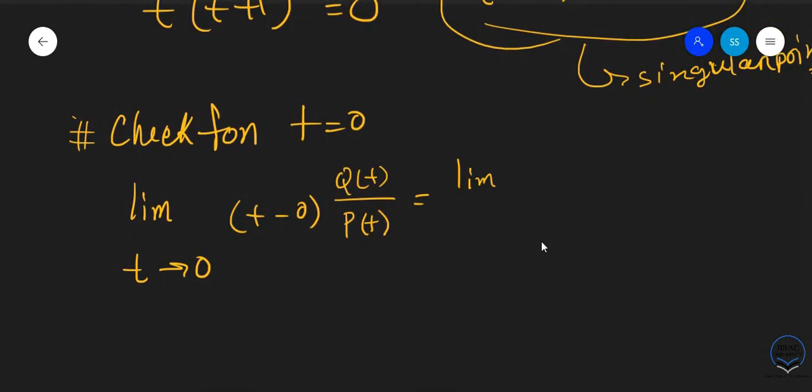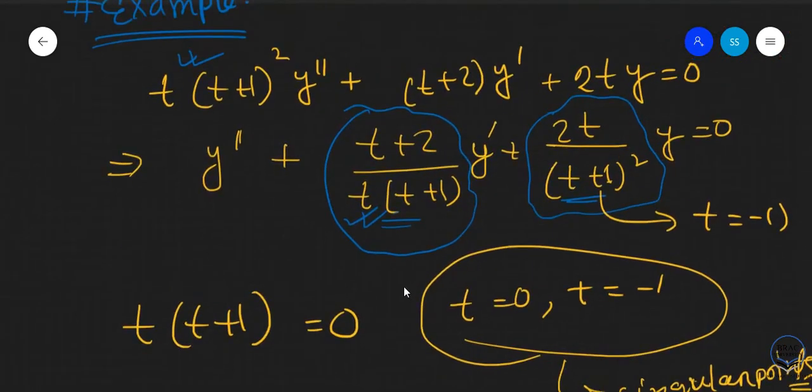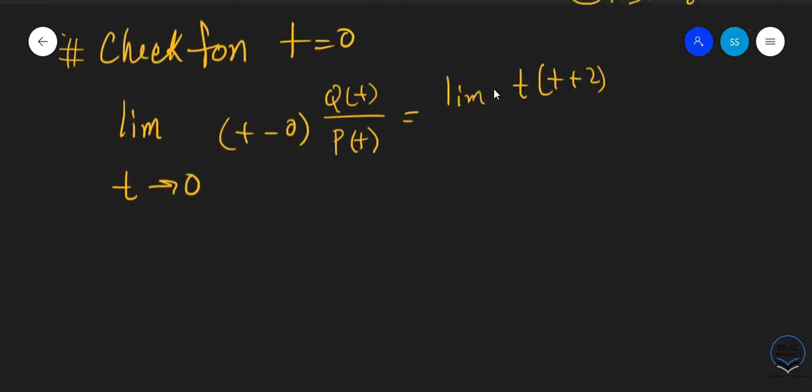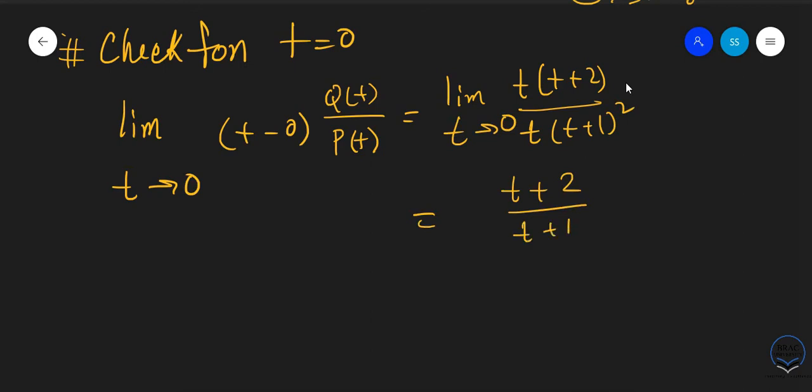So this q is nothing but t into t plus 2. Obviously this t is coming from just there, and here in q you can see that there is no t. So this t over here is coming from t minus 0. That's why I have written it as t into t plus 2 divided by p. P itself is t into t plus 1 squared. And now we're saying what's the limit when t goes to 0. This is pretty easy, right? If you evaluate the limit, this is just 2, which is less than infinity.